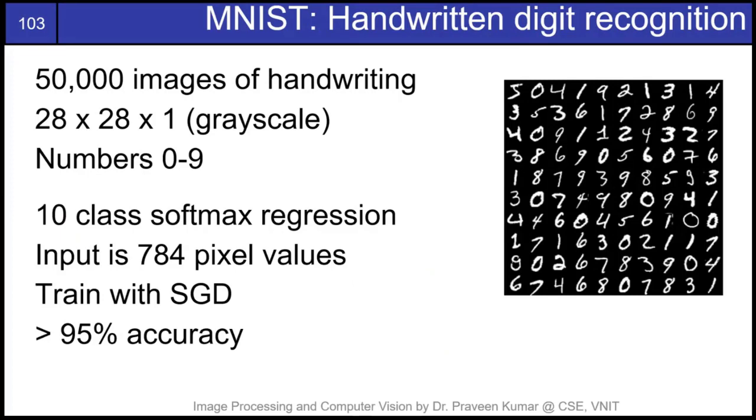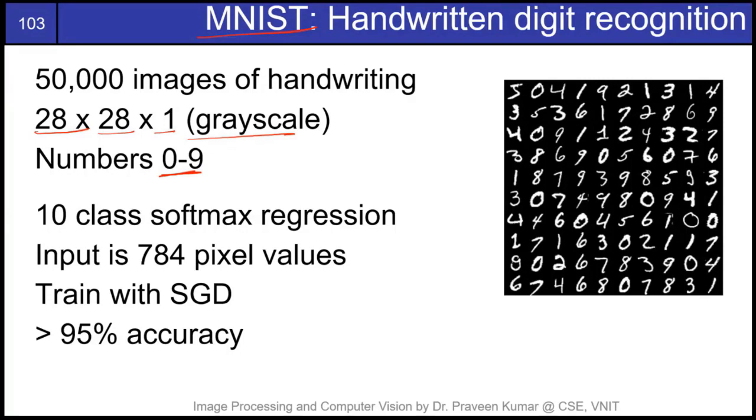So if you take a simple classification problem like a handwritten digit recognition problem, there is the MNIST data set, which is released by the American National Institute of Standards and Technology. They developed this handwritten digit recognition data set, which consists of, I think, 50 or 60,000 images. Each image is of size 28 cross 28 cross 1, so it's a simple grayscale image. And there are 10 classes, the numbers from 0 to 9.